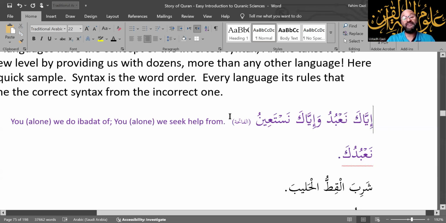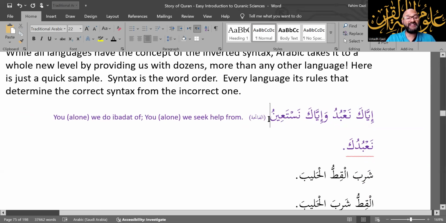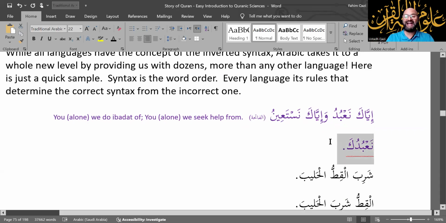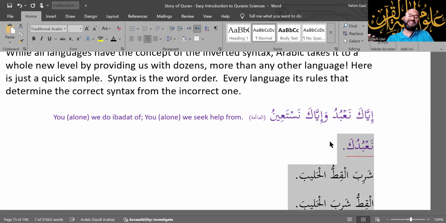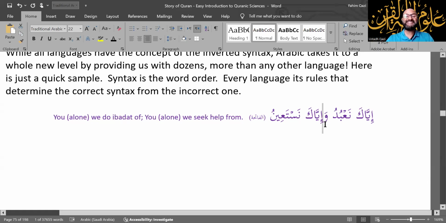words. Very, very critical. Arabic gives you a lot of flexibility if you follow the rules of grammar. You have more flexibility to play with the word order, to play with the syntax, more than any other language, to the best of my knowledge, except, of course, for languages that are sisters of Arabic. These are just like Arabic, so no surprise there. The same thing here. Iyaka nasta'in. You only we seek help from.